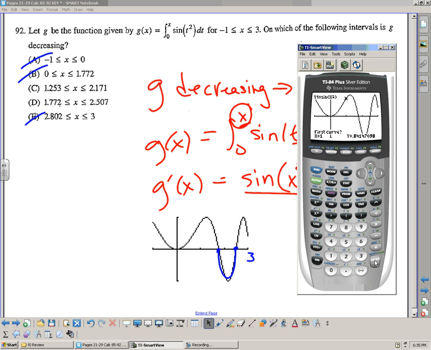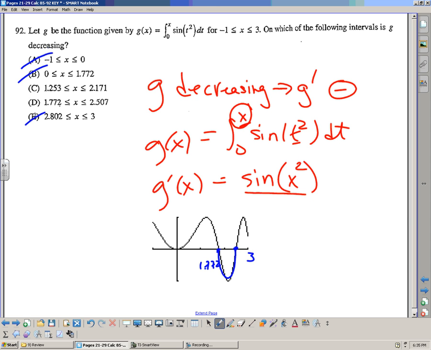Enter, enter, and I want to make my guess 2. So I'm going to get a little closer. So my intersection point is 1.772, and that's the only interval with one add on it.